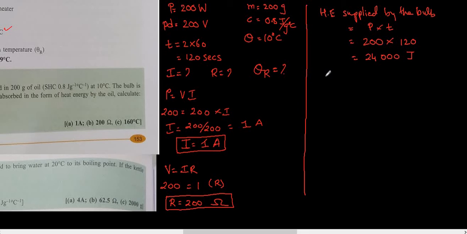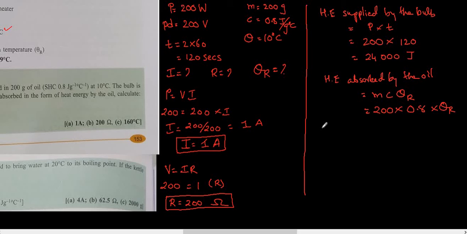Now here, heat energy absorbed by the oil. So heat energy is going to be absorbed by the oil. So that means what? mc theta. So mc theta means what? What is the mass of the oil? That is 200 grams. What is the specific heat? 0.8. And for what temperature? That we have to find out, because heat is absorbed for that particular temperature. So that will be theta R. So we have to find out theta R.